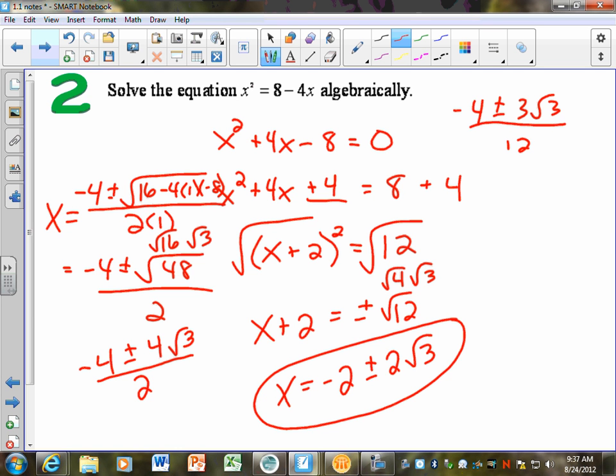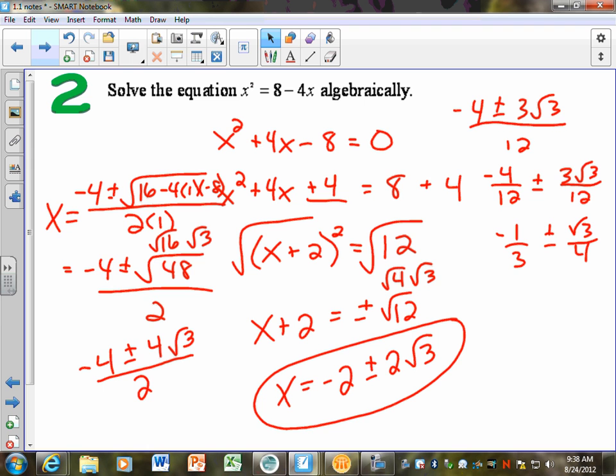Well, you can't factor anything out of the top. Do you agree with that? You could break it up, though. You could separate it into 2 different fractions and say negative 4 over 12 plus or minus 3 radical 3 over 12, and you would get negative 1/3 plus or minus radical 3 over 4. But because there's no common factor on the top, if you leave it as one big fraction, that's okay, or that's okay.